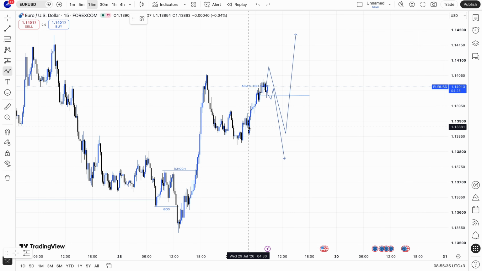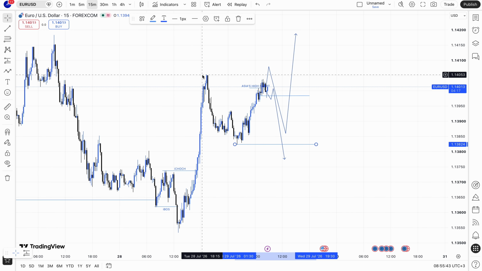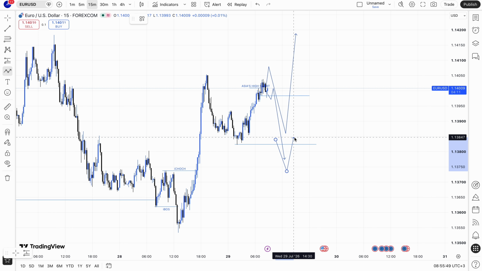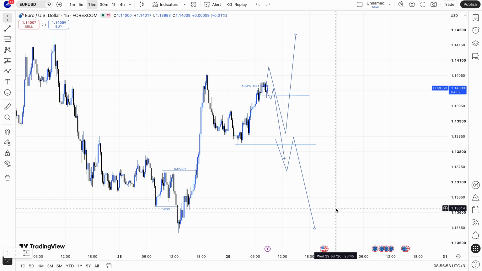Then scenario number 3, if the price comes back and disrespects this area and breaks this area after creating a break of structure to the upside here, then I'll just wait for the price to break here, then a retest of this area, then focus on a continuation to the downside. That will be scenario number 3.